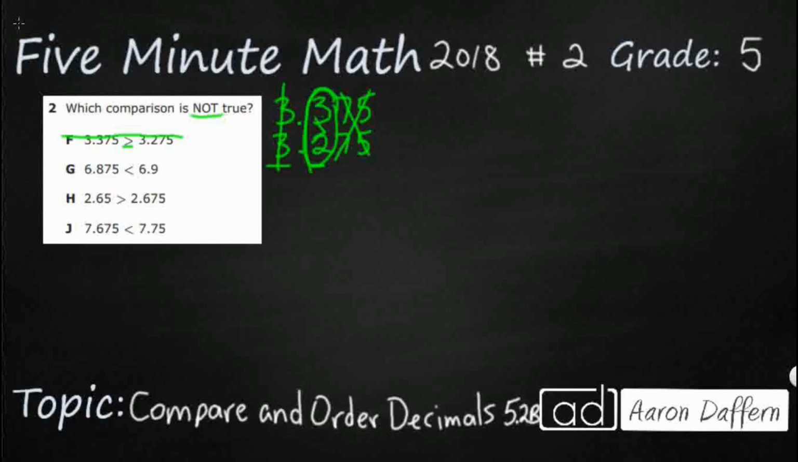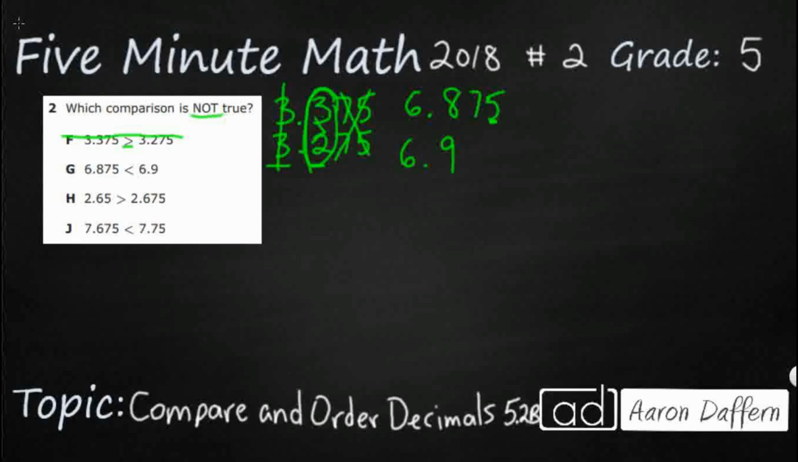Let's check G. We've got 6.875 and then we've got 6.9. Or we can call it 6 and 875 thousandths, 6 and 9 tenths. Now, this one is going to be a little bit tricky because you notice my top number goes to the third place value after the decimal point, the thousandths place, whereas this first one only goes to 0.9, which would be 9 tenths.